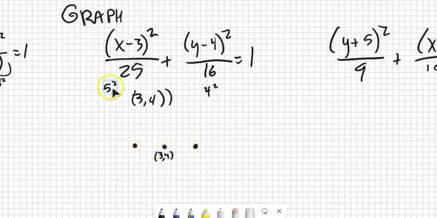And I'm basically adding and subtracting 5 from that x value because it's x. So 3 plus 5 is 8. This is the point 8, 4. 3 minus 5 is negative 2. This is the point negative 2, 4.